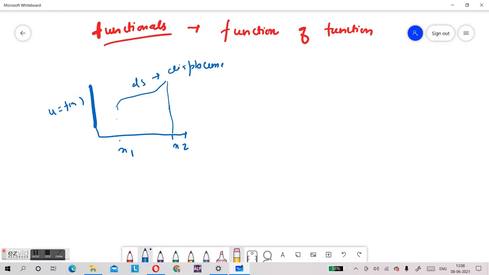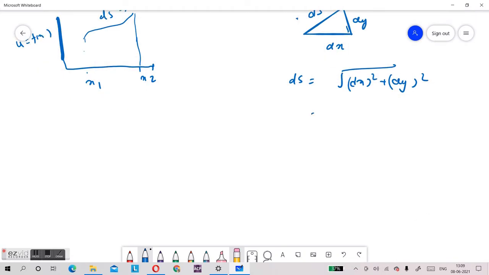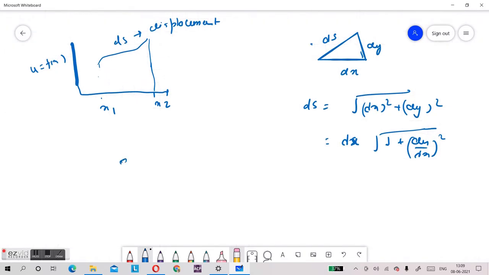Or we can write it this way. This is dy, this is dx, and this is ds. So we can write it as the square root of dx square plus dy square. Taking dx common, this will become equal to the square root of 1 plus (dy over dx) square. So basically here s is a function of u and u is a function of x.